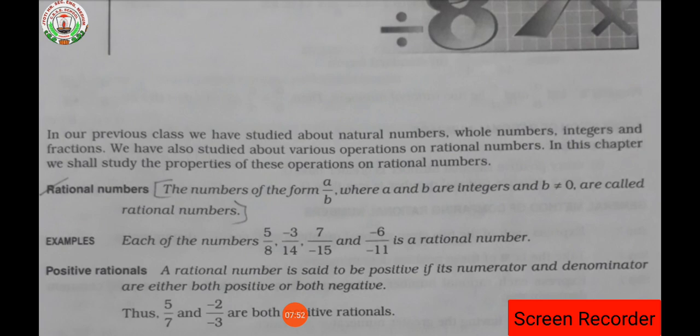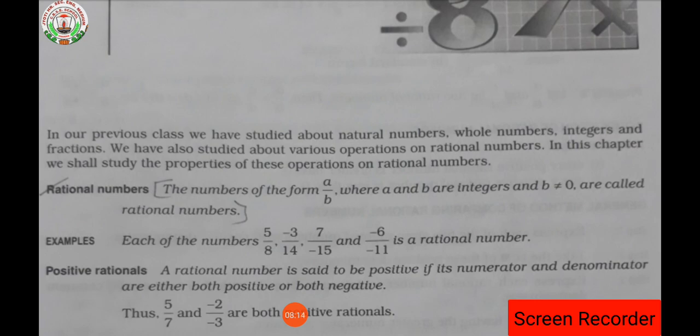Now, students, the main topic we are going to start here is rational numbers. In the Google Meet I had already given some introduction to this chapter, isn't it? So, a number of the form a by b, where a and b are integers and b is not equal to 0, is called a rational number.